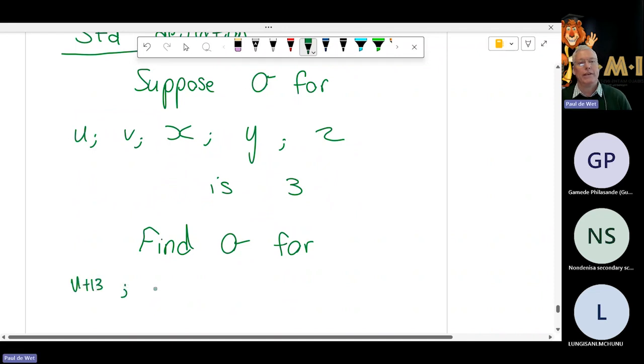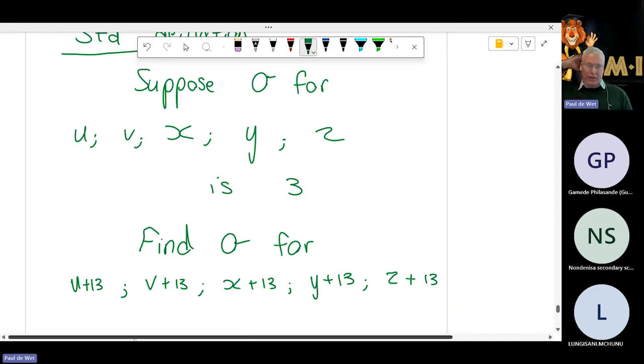U plus 13, V plus 13, X plus 13, Y plus 13, and Z plus 13. Can anybody tell me what the standard deviation of the new set of numbers will be?